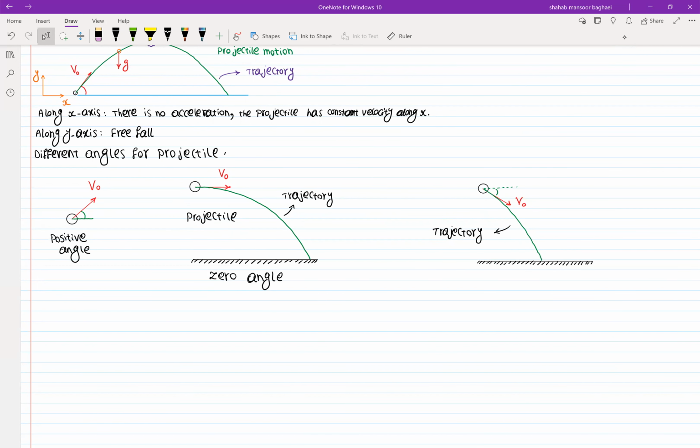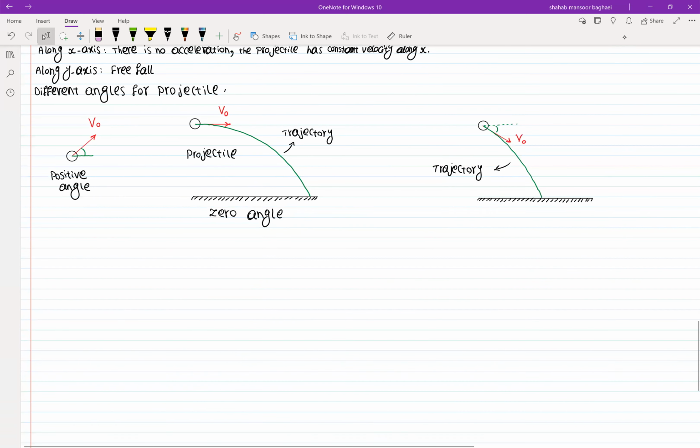Sometimes you have positive angle. It depends on your condition. You can have this kind of projectile. Sometimes your angle is 0. This is the second figure. And the third one has negative angle. Okay, now, you know, for all of them, you have acceleration. And that's gravity. Consequently, the acceleration of the projectile and acceleration of the falling object are the same. Both of them are gravity.